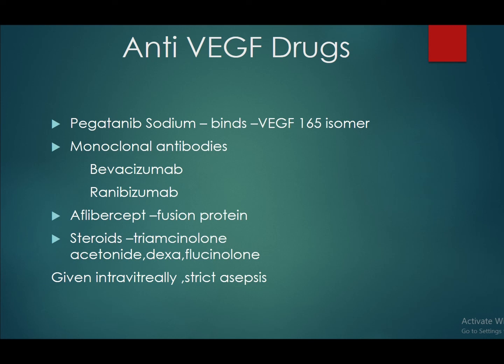The usual dosage is around 0.05 ml, and you have to maintain strict asepsis because endophthalmitis is one of the complications associated with anti-VEGF drugs. These are usually given at monthly intervals, and they are followed up with OCTs, which are nothing but optical coherence tomography. So that will tell you whether there is any improvement or not.